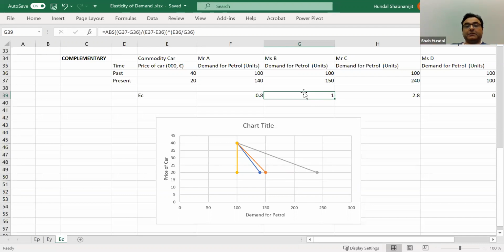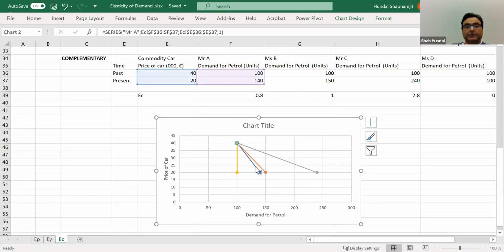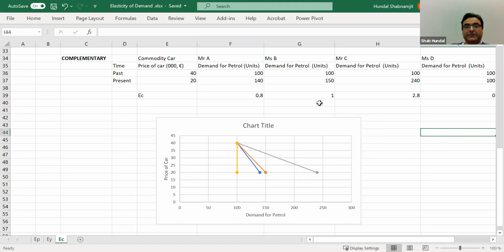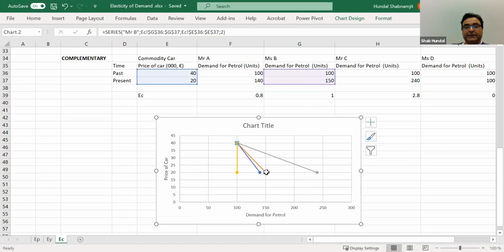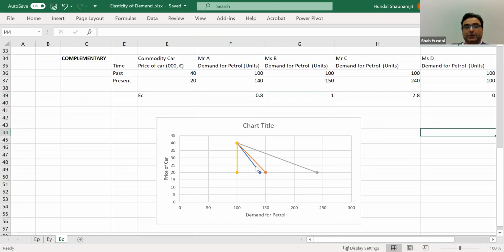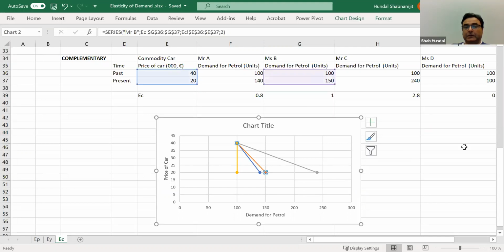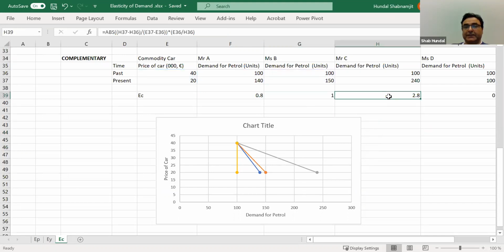So you can see here that for Mr. A, this blue line, and then for Miss B, it's the orange. Once again, very proportionate. Almost, not almost, but exactly 45-degree angle. And then here we have Mr. C, who buys so many cars, when the car becomes cheaper, that his consumption of gasoline really increased 2.8 times. And this is the gray part.